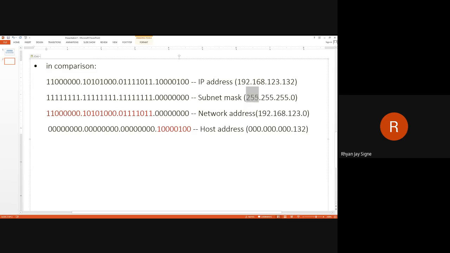Basically, I used layman's terms so it is easier for you to understand. 255 is all ones and 0 is all zeros. So if you convert to binary, the result is the same: 192 times 1, 168 times 1, 123 times 1.